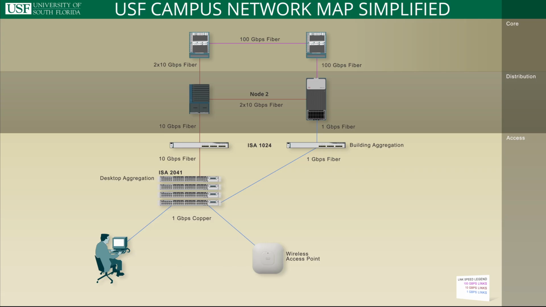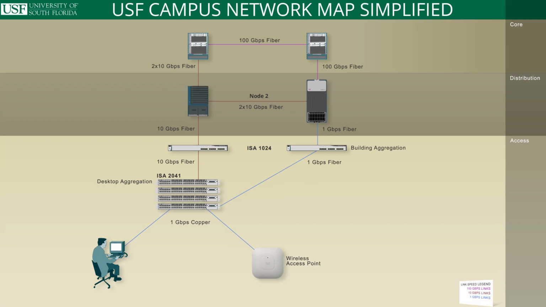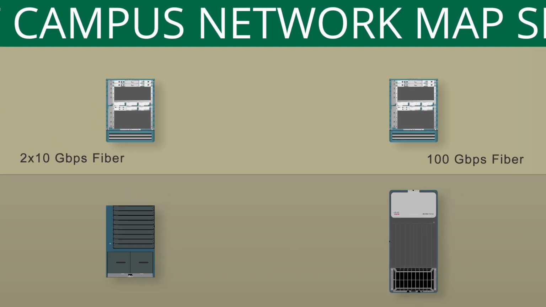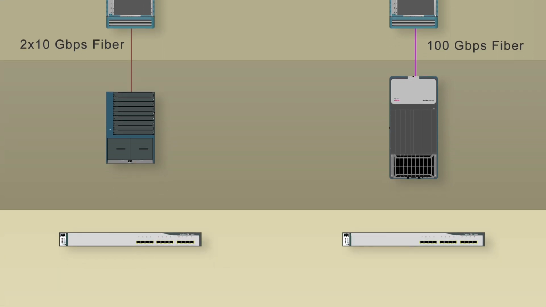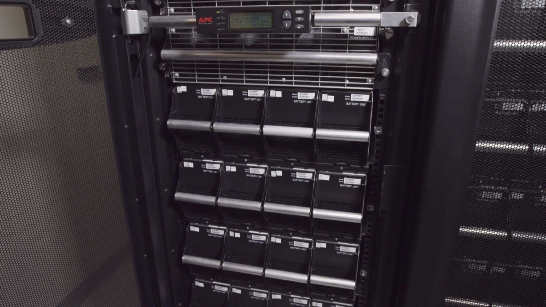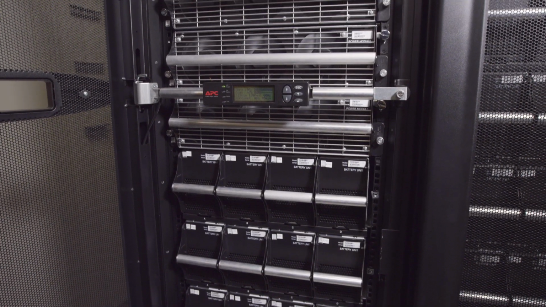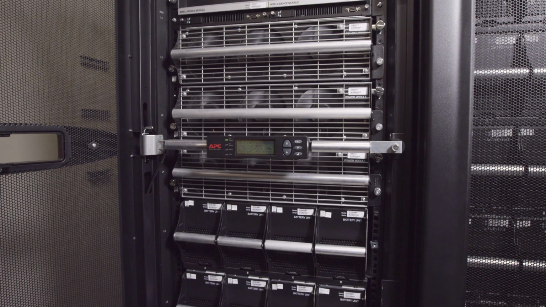Looking again at the simplified network diagram, you see that each distribution layer device is uplinked to both core devices. These uplinks run at speeds between 10 gigabits per second and 100 gigabits per second, depending on the bandwidth demands of a particular node. These links also use the same single-mode fiber that we use from the buildings to the distribution nodes. All devices we use at USF's distribution layer have redundant power supplies and, where possible, redundant forwarding hardware.